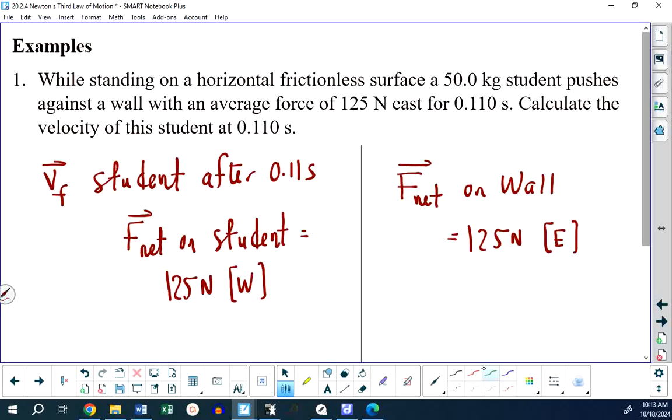And you know, I get that you're probably looking at this and going, well, could we solve the problem without even worrying about this net force on the wall? Yes, but not for very long. For other questions you can.